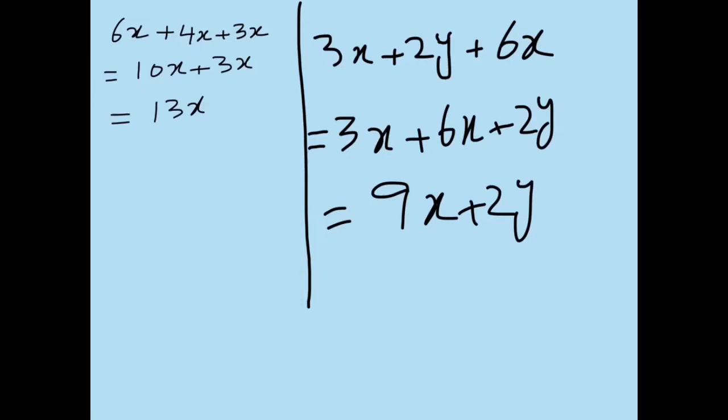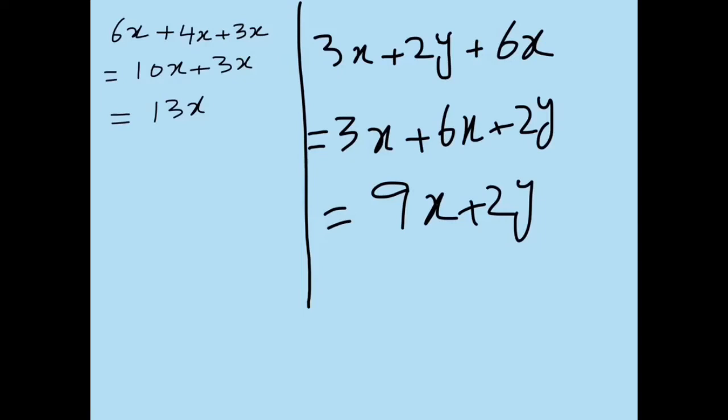Bismillahirrahmanirrahim. Now consider this second example. The expression is 3x plus 2y plus 6x. How do we simplify? The first step is to collect the like terms. In this expression, 3x and 6x are like terms. So I write them at one place in the next step with an equal sign: 3x plus 6x plus 2y.